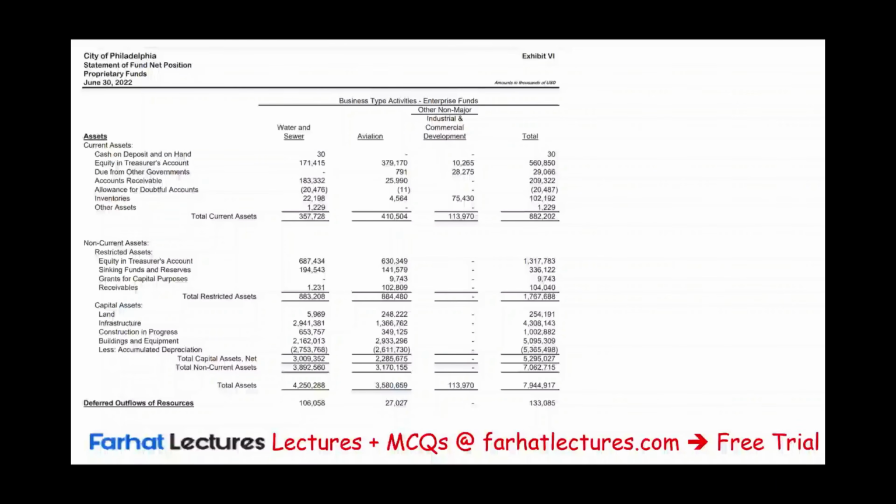Let's switch gears now and move to the proprietary fund, the business-like fund. Well, the business-like funds use full accrual. Notice the governmental funds use modified accrual. This uses full accrual, or the accounting that you are familiar with when it comes to for-profit businesses. In the city of Philadelphia, they have the water and sewer fund and the aviation fund that are considered what type of fund?